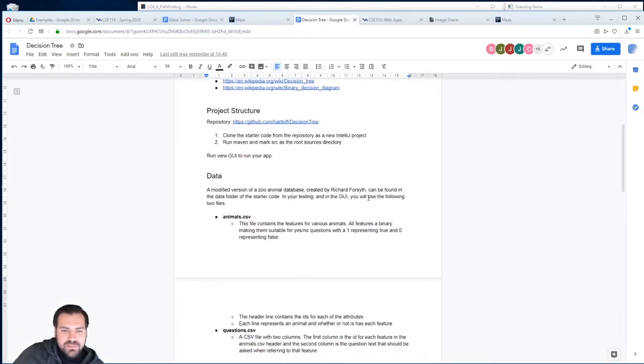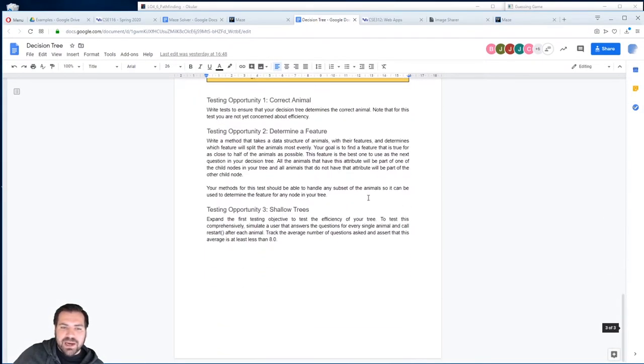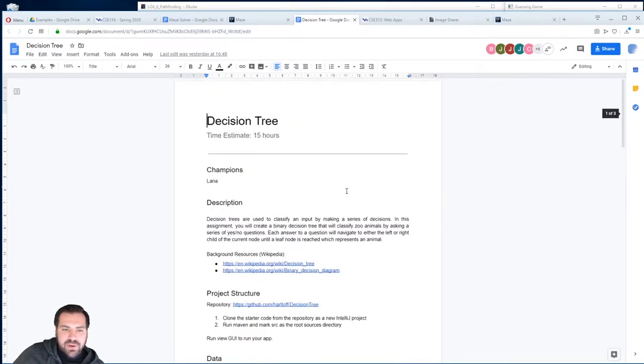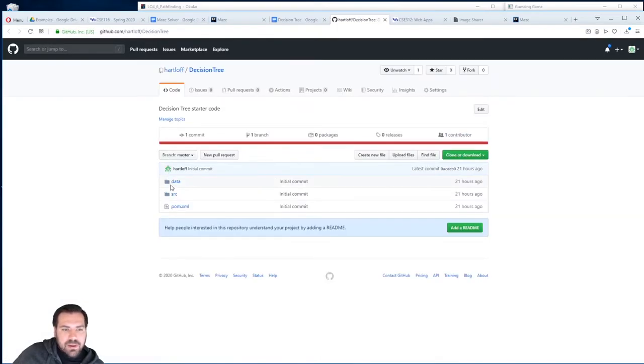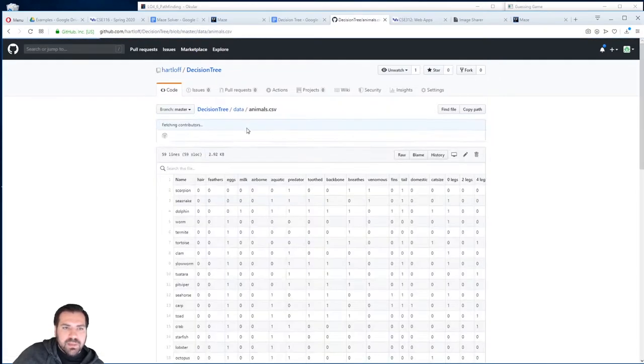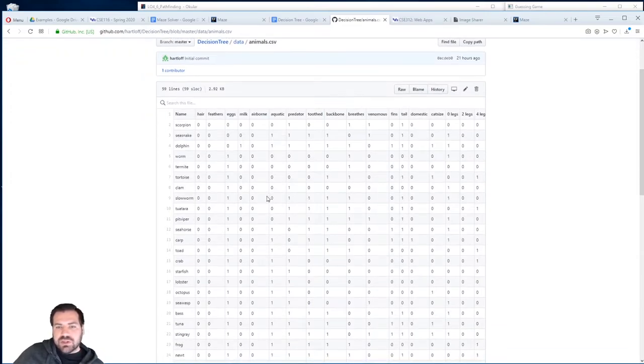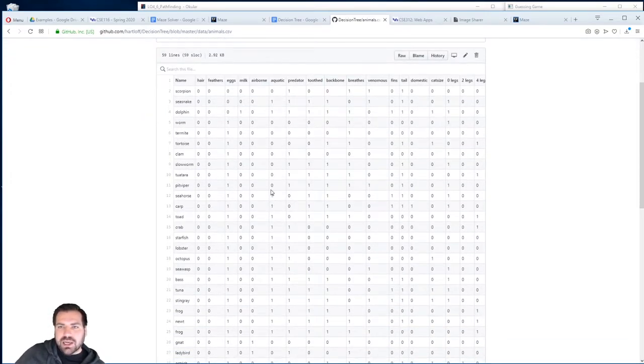Decision tree. Here we're going to get some data about animals. Let me pull it up on GitHub. We have some feature vectors for certain zoo animals, and we want to use these features to guess an animal that a user is thinking of. So we're building a typical 20 questions style guessing game where your user thinks of some animal and then you ask question after question to determine which animal they're thinking of. The big challenge is doing that in as few guesses as possible, with as few questions as possible.